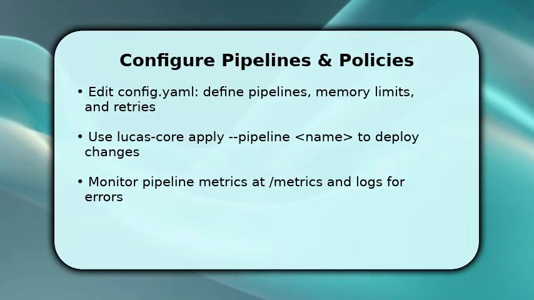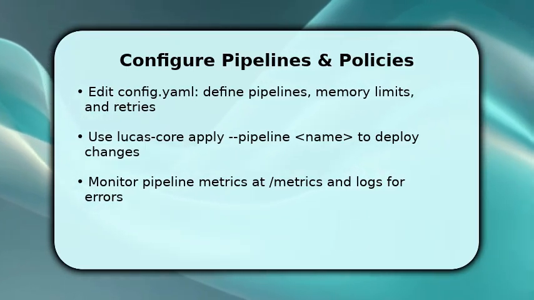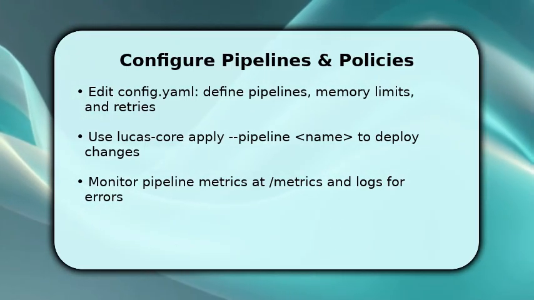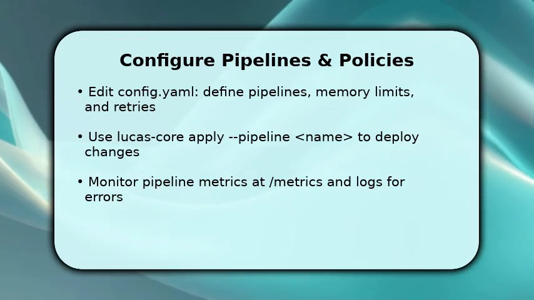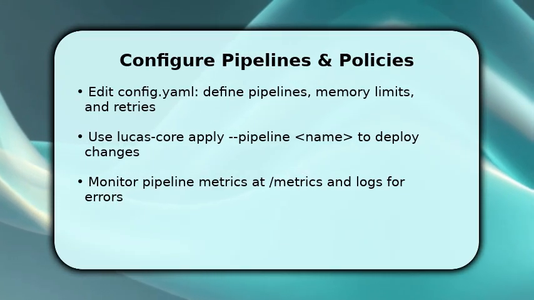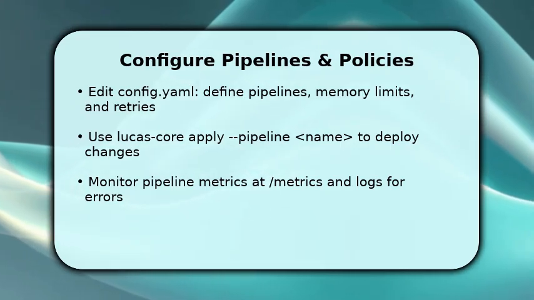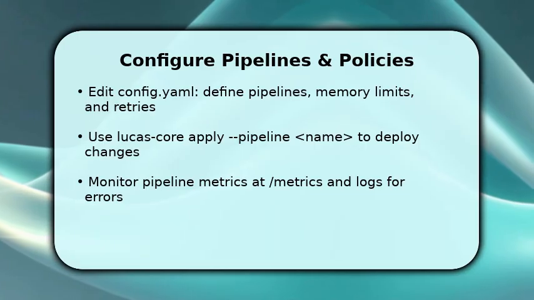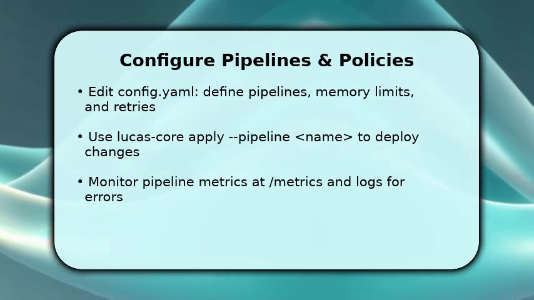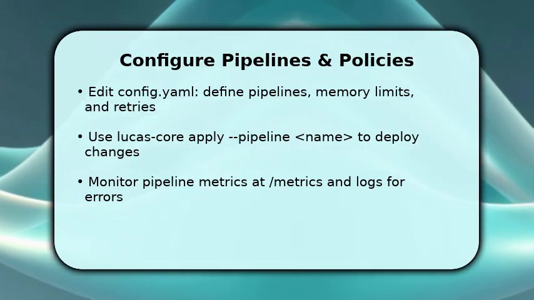Once configured, run Lucas Core apply pipeline name to push the pipeline and watch the deployment steps in the CLI. While applying, monitor /metrics for throughput and latency and tail logs to catch schema or auth errors early. If a task stalls, adjust concurrency or backoff values and reapply to iterate quickly.